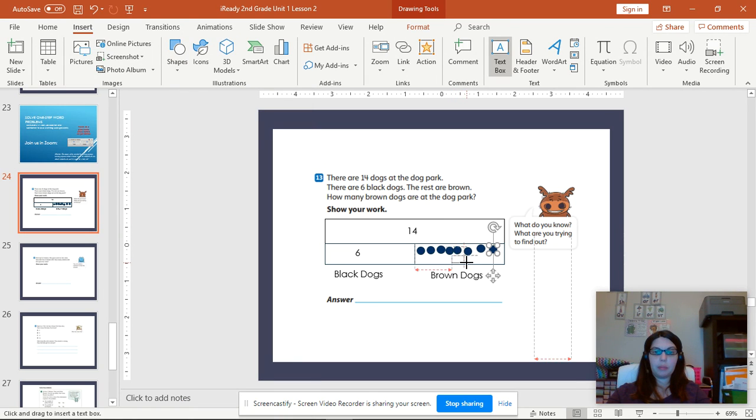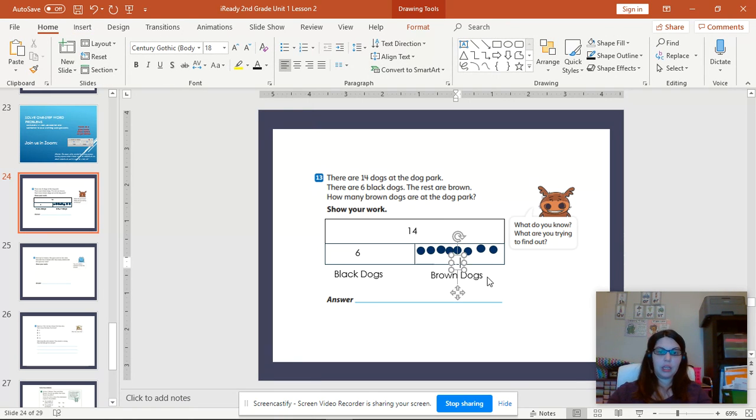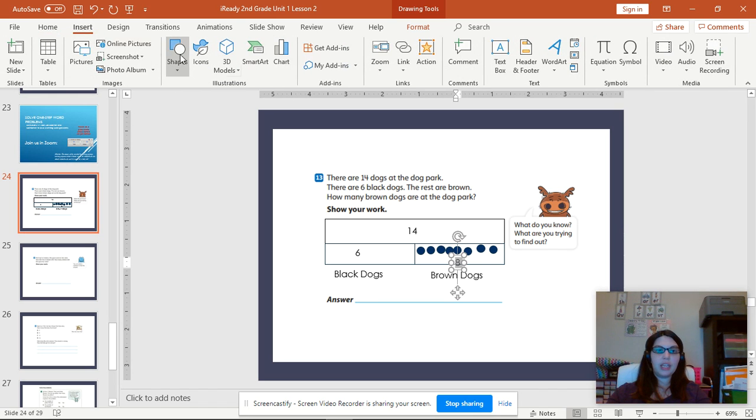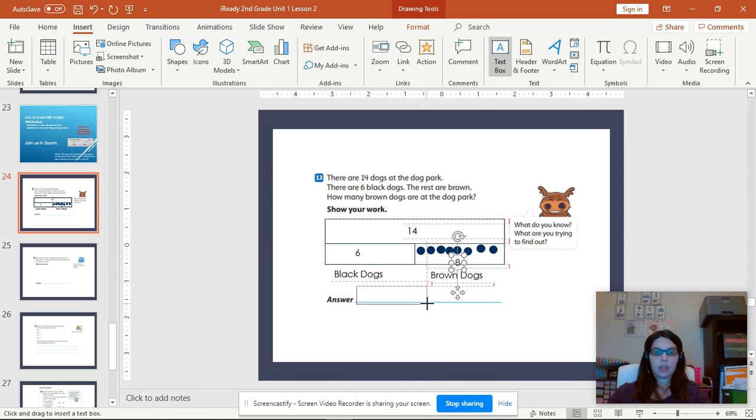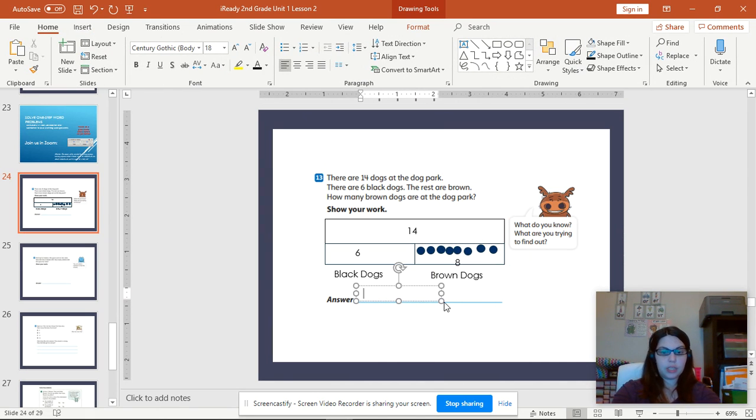So I'm going to complete my number bond, and I'm going to write an equation and a sentence to show my answer. So 6 black dogs plus 8 brown dogs equals 14 dogs in all. There are 8 brown dogs.